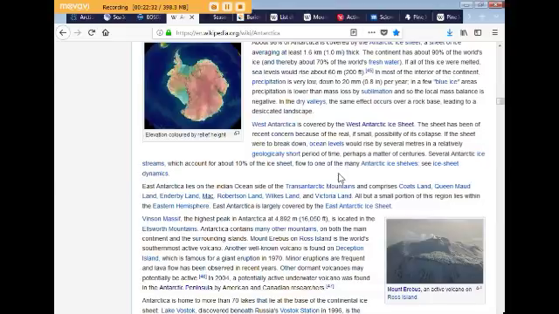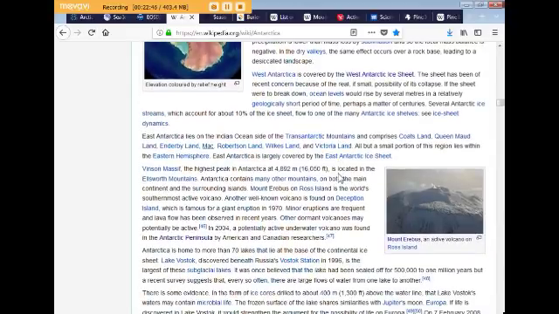Several Antarctic ice streams, that's what they call it, ice streams, which account for about 10% of the ice sheet, flow to one of the many Antarctic ice shelves. See ice sheet dynamics. So they call the glaciers ice streams. So I'm going to show you.